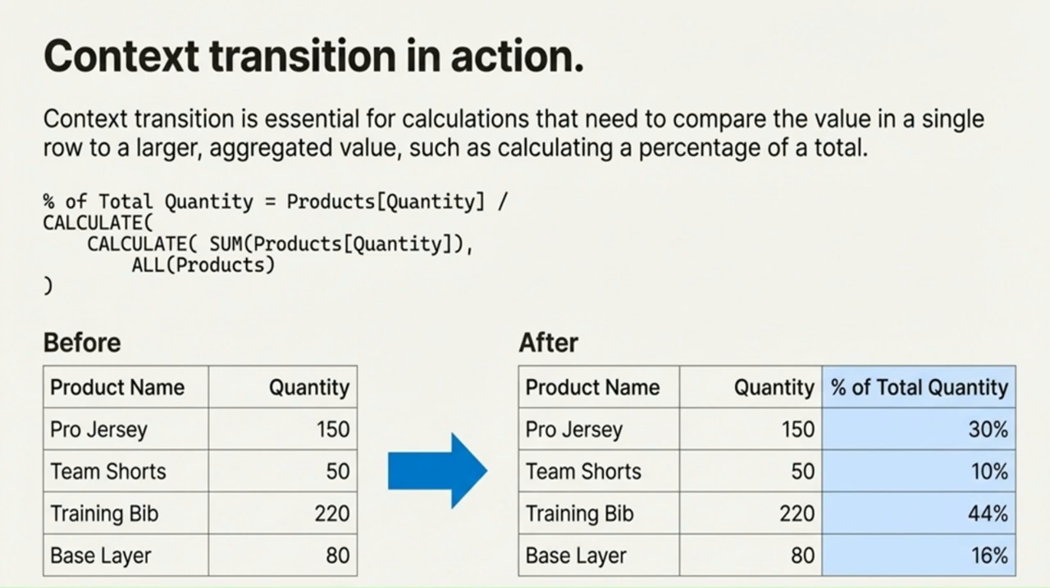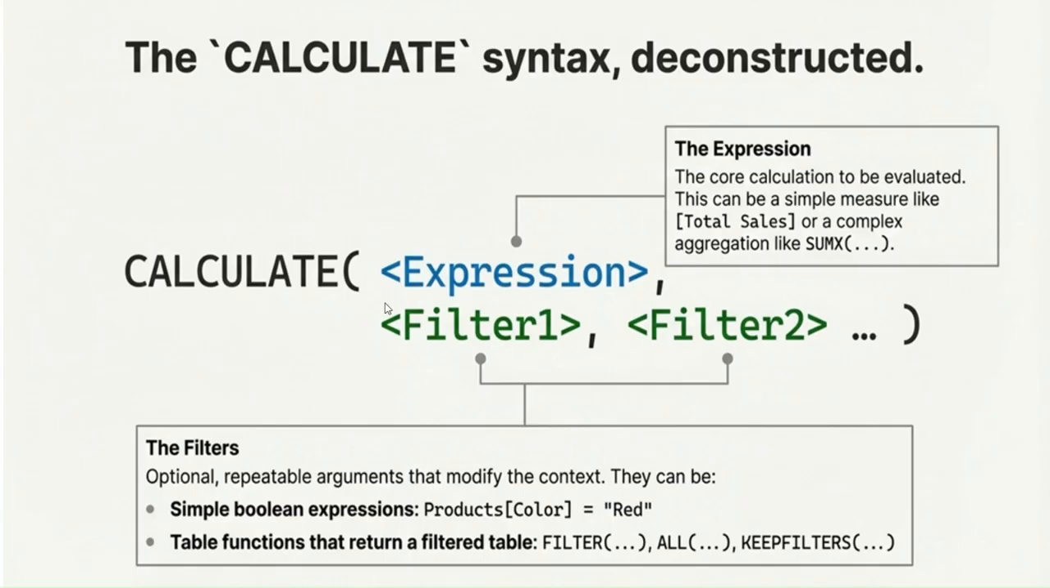Context transition in action. Here we see a real example of context transition. Each product's quantity is divided by the total quantity of all products. CALCULATE transforms the current row into a filter and allows comparison against a grand total. This pattern is commonly used for percentage of total calculations.